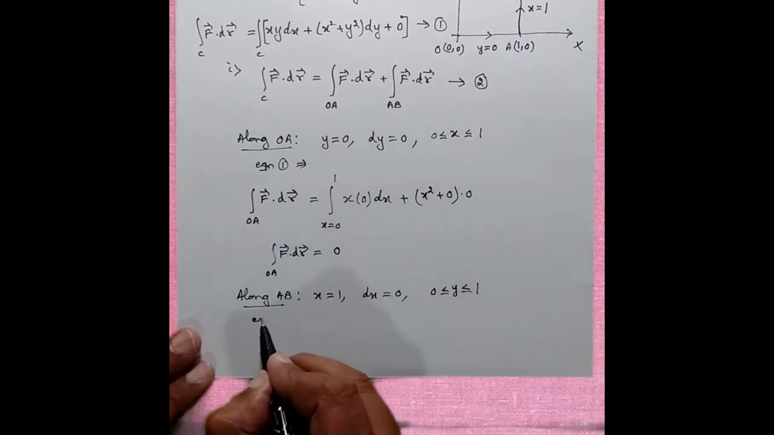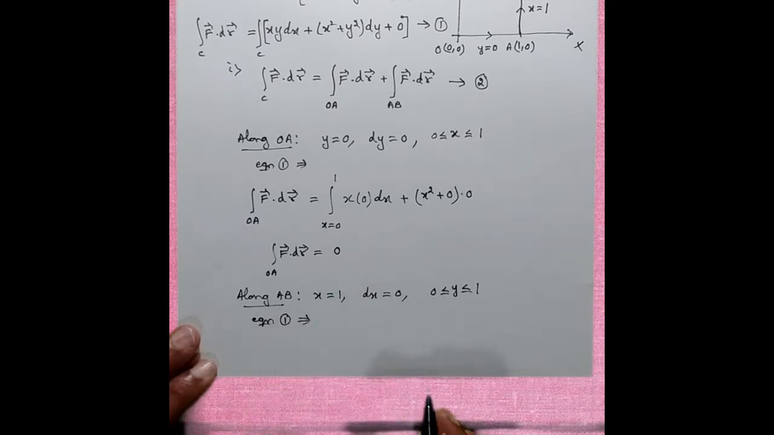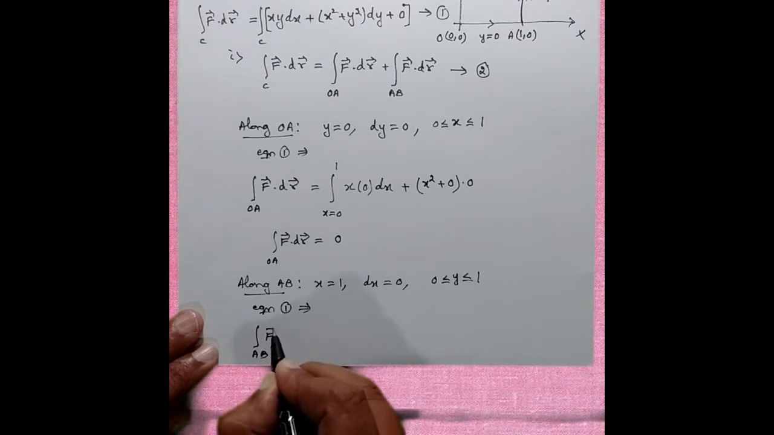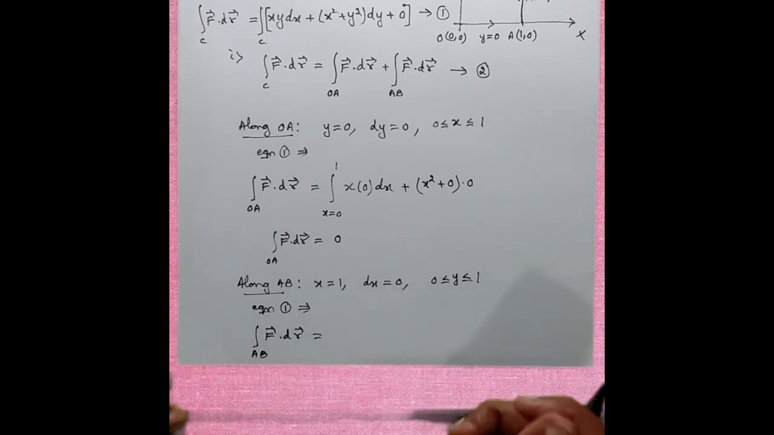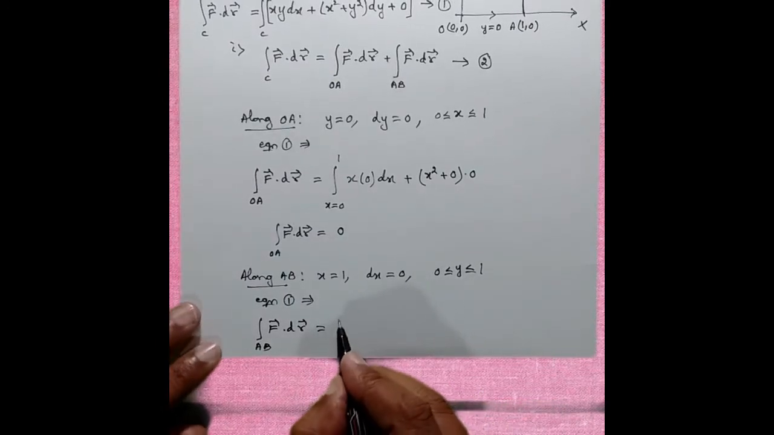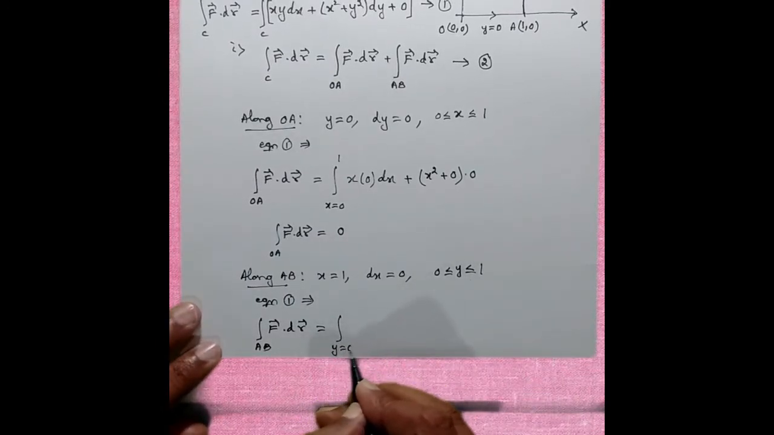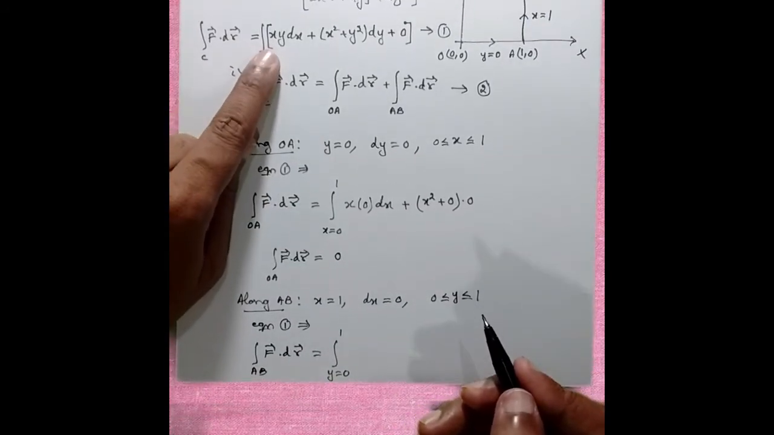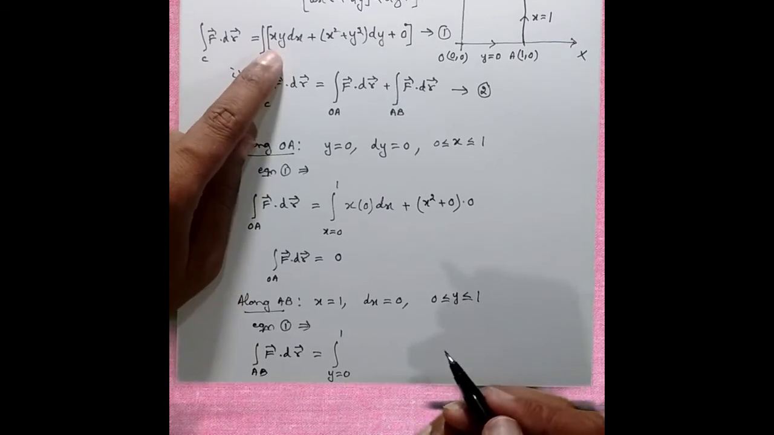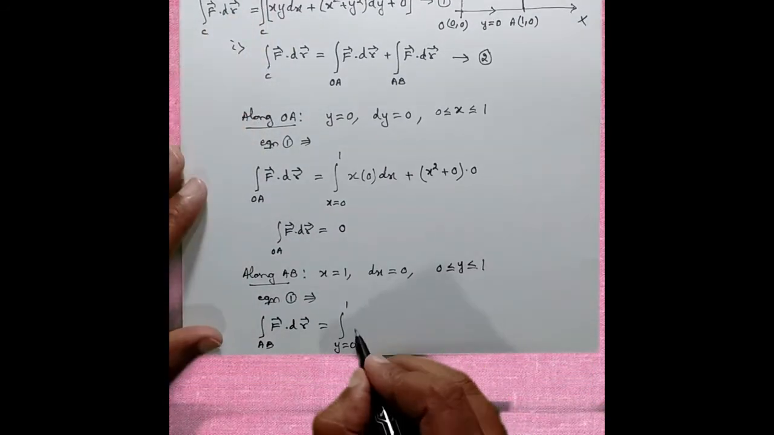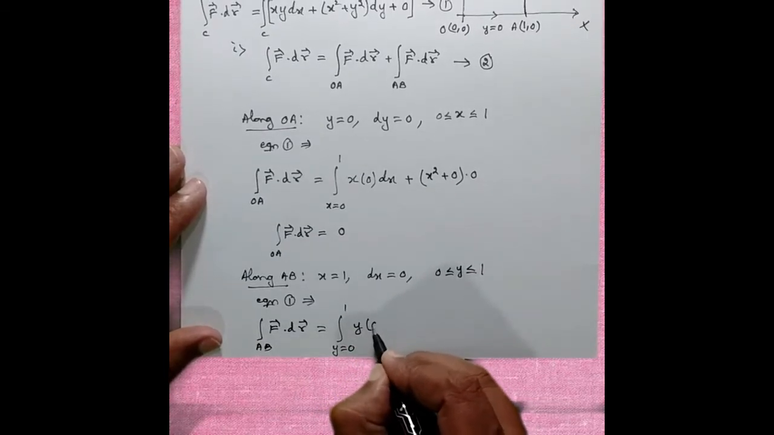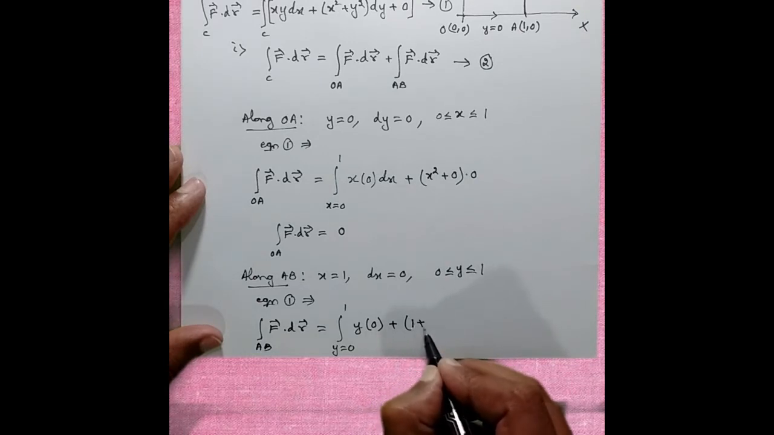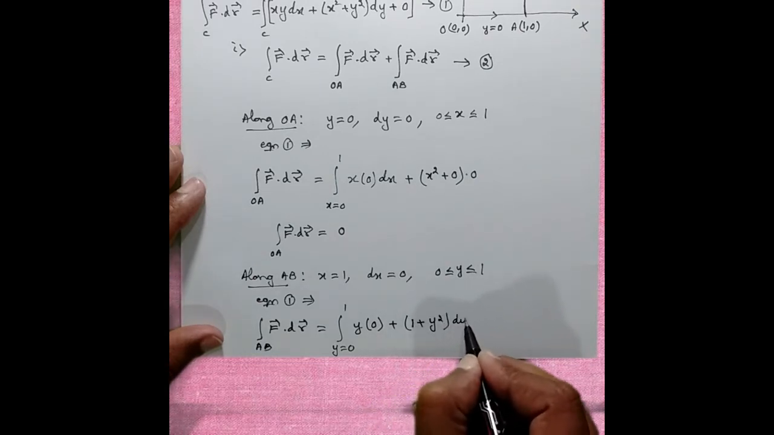Again, you can plug in equation number 1. So equation 1 will imply the integral along the path AB of vector f dot dr vector will be equal to the integral where the y value ranges from 0 to 1. If you observe equation number 1, it is x into y. The x value is 1 over here, so 1 into y will be y itself. What is the dx value? The dx value will be 0 plus x is 1. So 1 square will be 1 plus y square into dy.